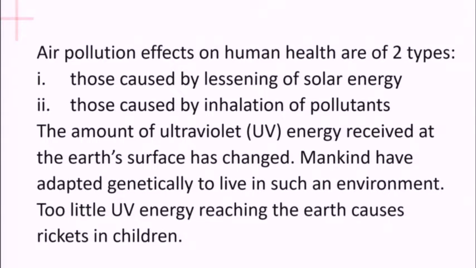The amount of ultraviolet, that is UV energy, received at the earth's surface has changed. Mankind has adapted genetically to live in such an environment. Too little UV energy reaching the earth's surface causes rickets in children. This is compensated by adding artificial irradiated ergosterol, vitamin D, to milk and other food products. On the other hand, too much UV light can cause increased sunburn and skin cancer.